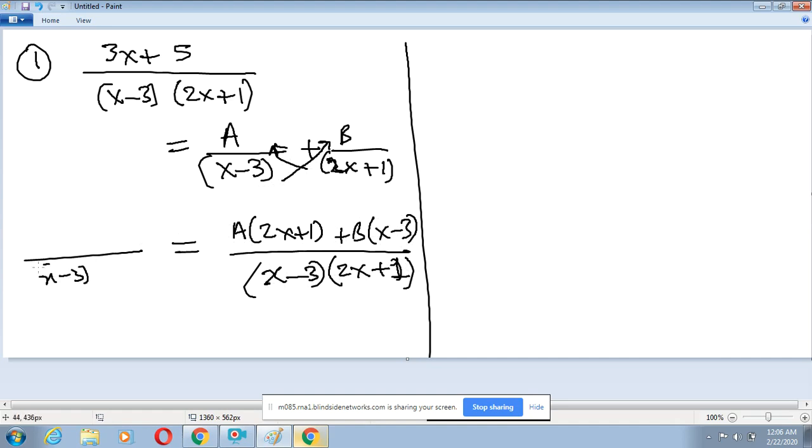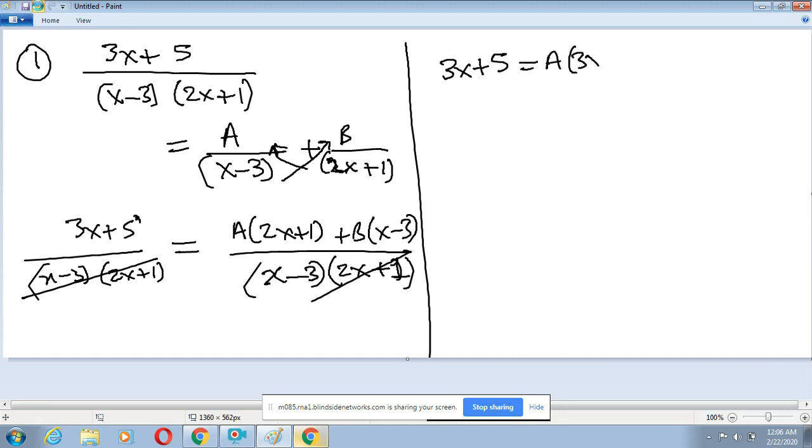So (x minus 3) into (2x plus 1) over 3x plus 5. Now this whole thing will get cancelled by this whole thing, so I get 3x plus 5 equals a into (2x plus 1) plus b into (x minus 3). Why did that get cancelled? It's the same thing, like x upon 2 and y square upon 2 get cancelled. Understood? So you understood till here?